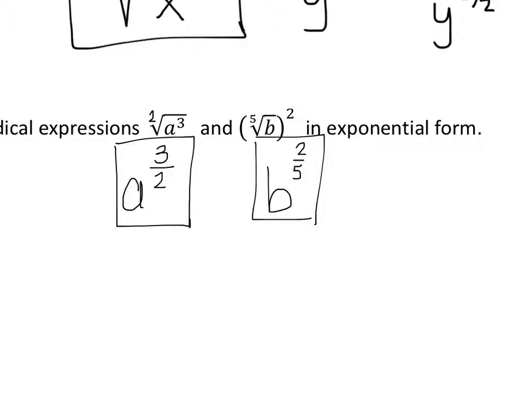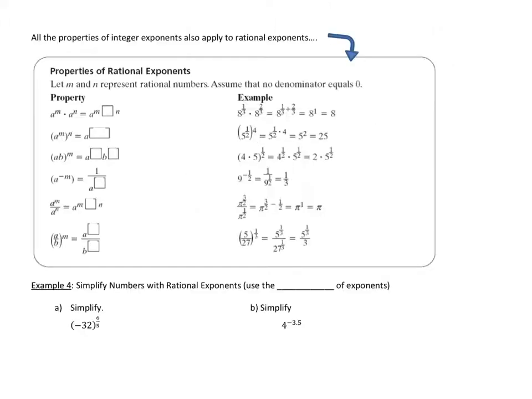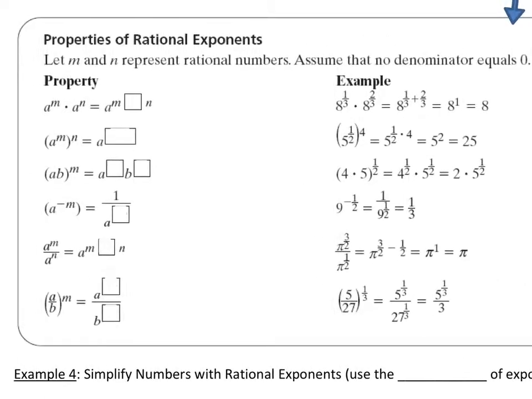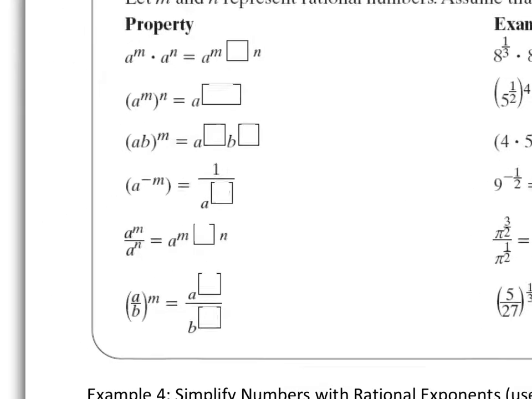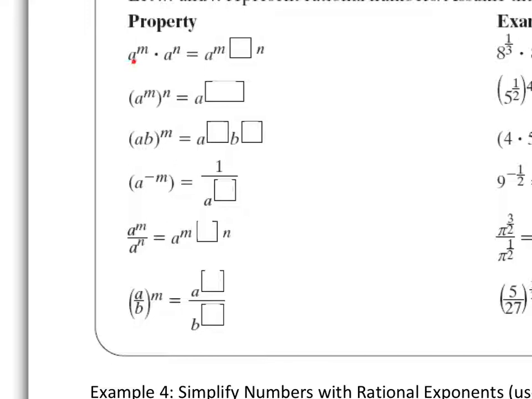Any questions? Okay, all of the properties that we reviewed right before we started this chapter also apply when you're dealing with rational exponents. This is just examples of them. But let's see if we can remember what you're supposed to do. When you have a to the m times a to the n, what do you do between the exponents? You add, that is correct.